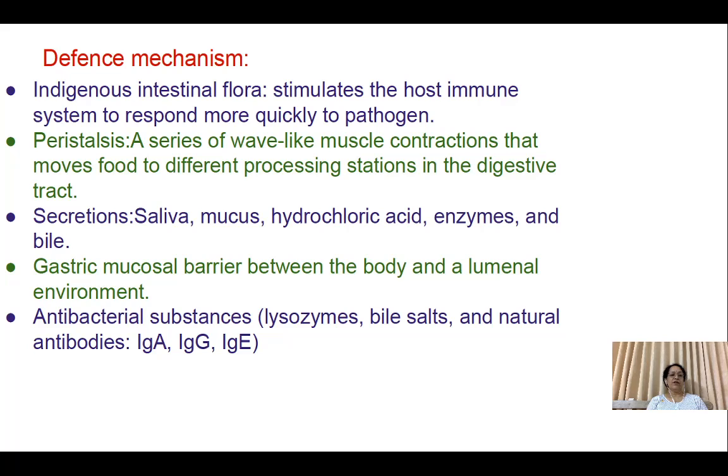Bile salts also do not allow growth of all types of microorganisms. It is an important defense mechanism. It reduces surface tension in the gastrointestinal tract, which leads to inhibiting growth of the majority of pathogenic microorganisms.